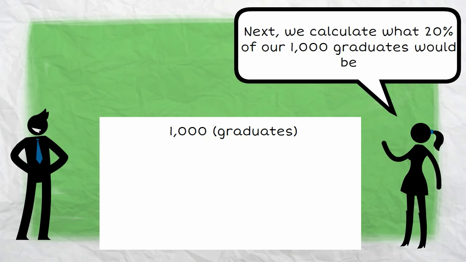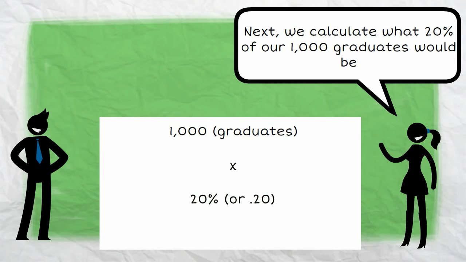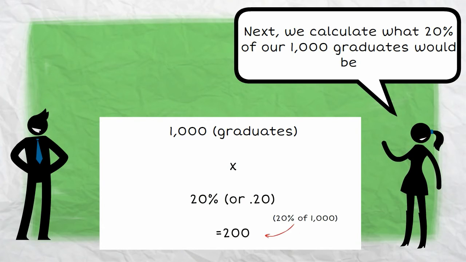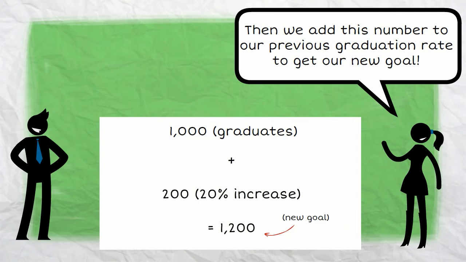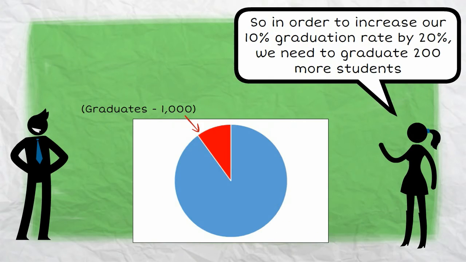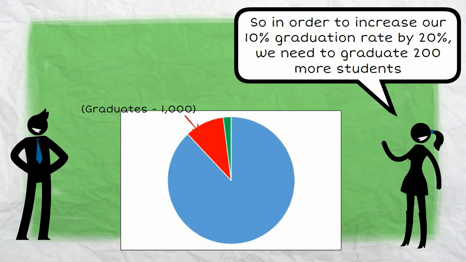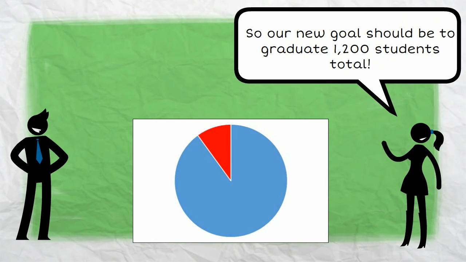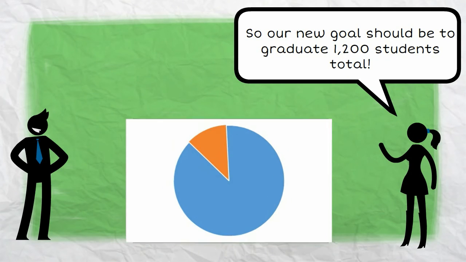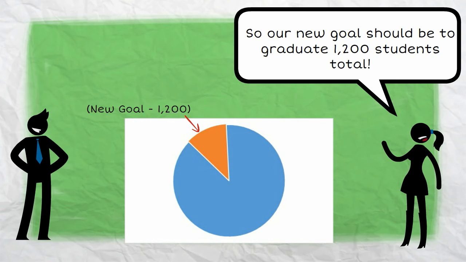Next, we calculate what 20% of our 1,000 graduates would be. Then we add this number to our previous graduation rate to get our new goal. So in order to increase our 10% graduation rate by 20%, we need to graduate 200 more students. So our new goal should be to graduate 1,200 students total.